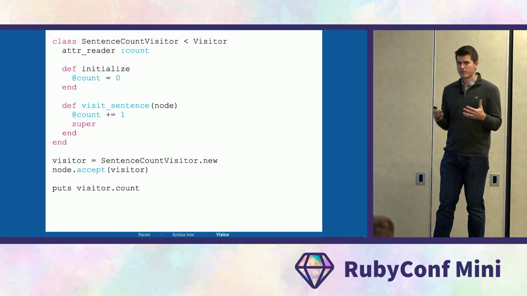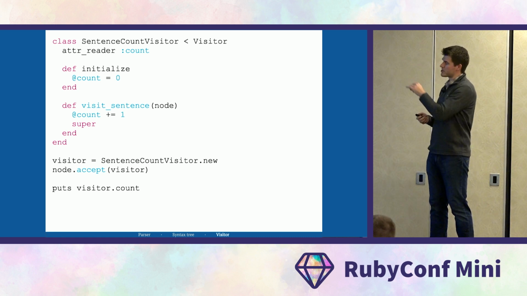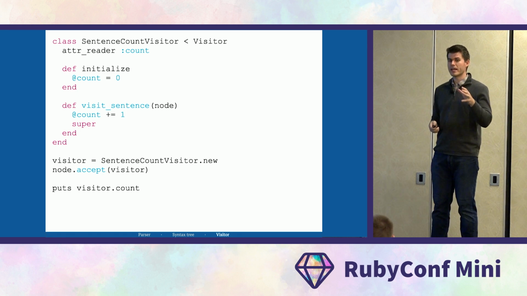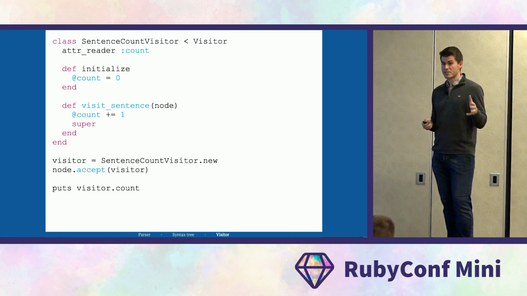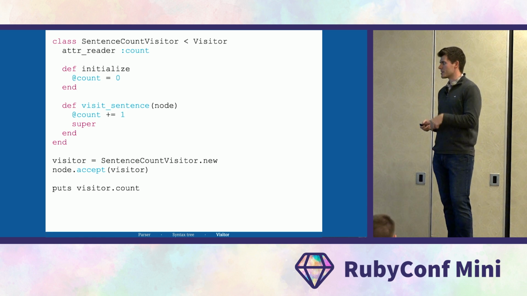We can start to implement visitors that only care about a subset of the nodes in the tree. This visitor, for instance, only cares about the sentence node. It's going to count all the sentences. This is great. You don't have to handle every kind of node type. You don't have to have a case statement over the different kind of node that you're visiting, because this method is only going to get called if a node itself calls visit sentence.